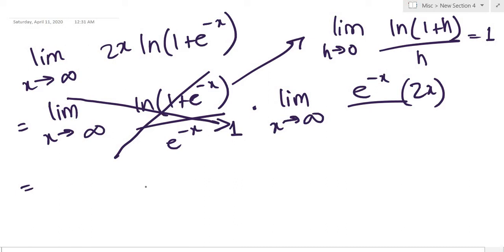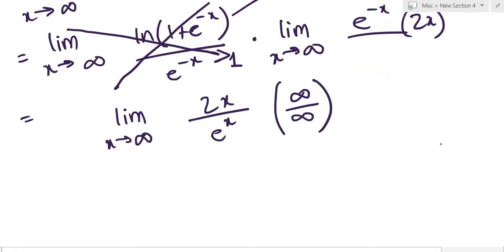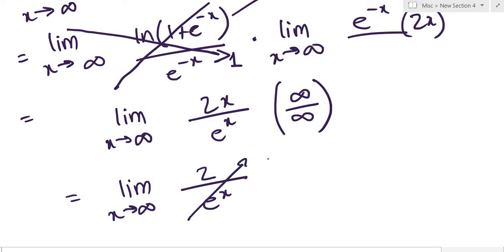1 multiplied with this limit is just this limit. So the limit as x approaches infinity of 2x over e raised to x. We have an infinity over infinity situation here, so let's go ahead and apply L'Hopital's rule. We have the limit as x approaches infinity of 2 over e raised to x, and as x approaches infinity, this entire thing will just go to 0.